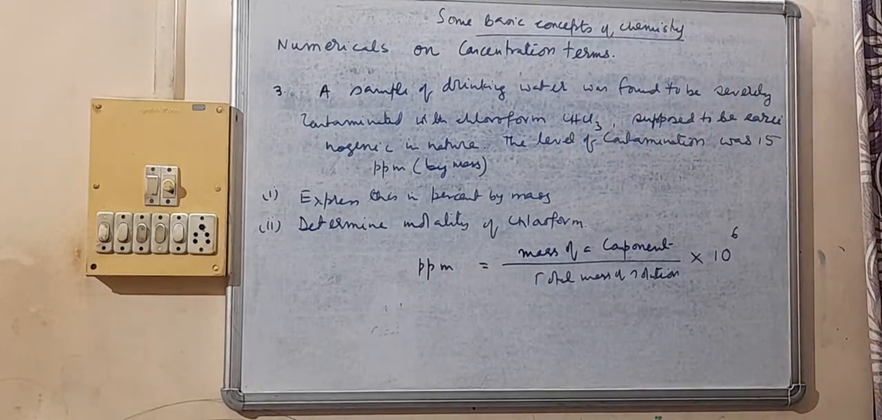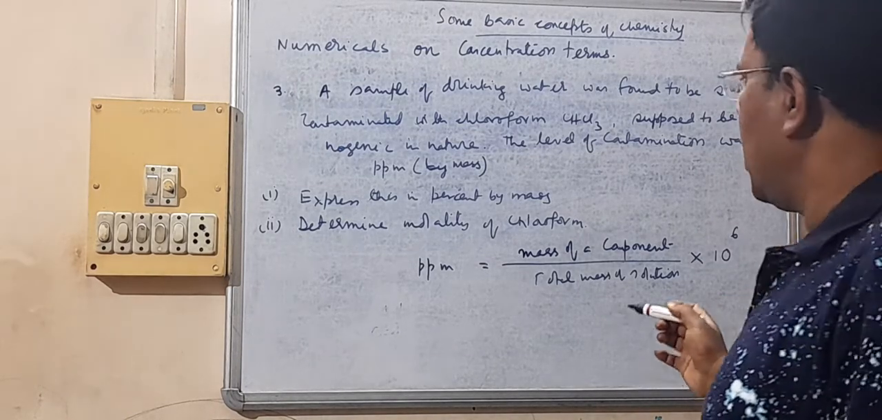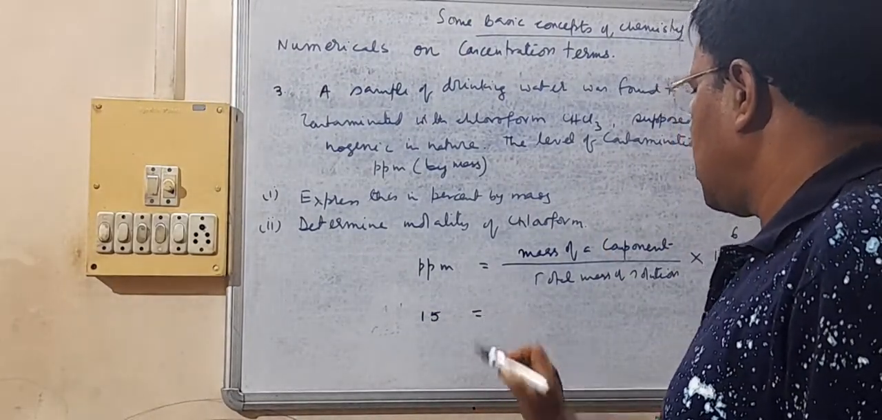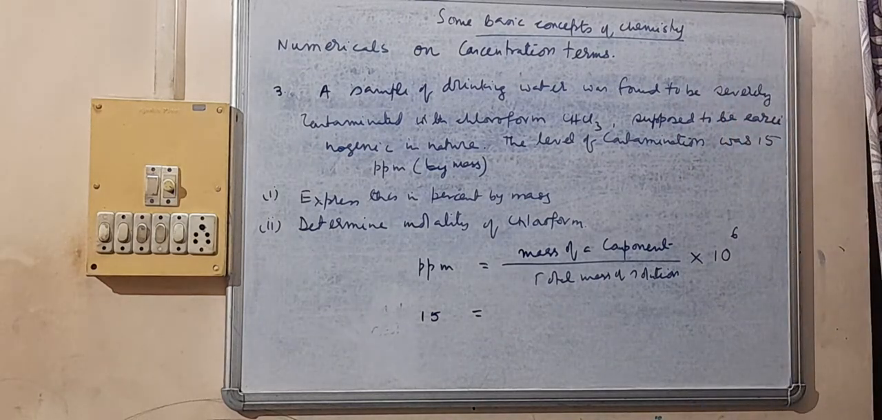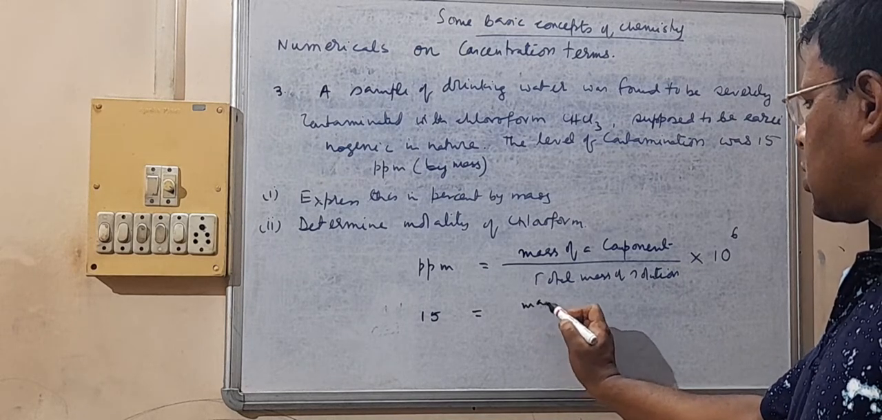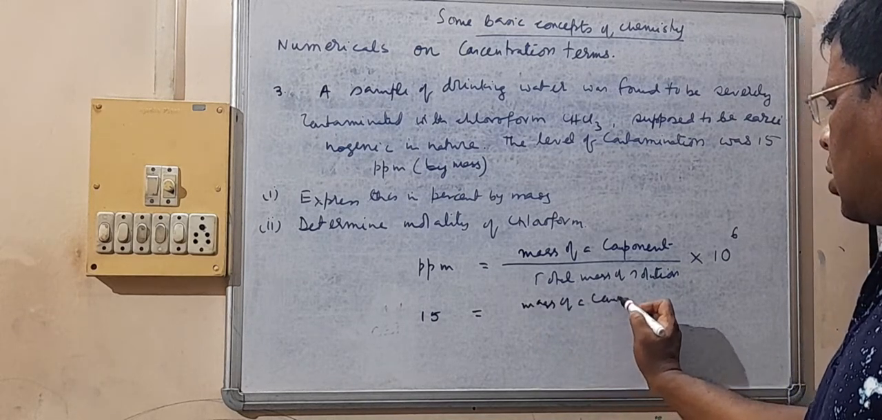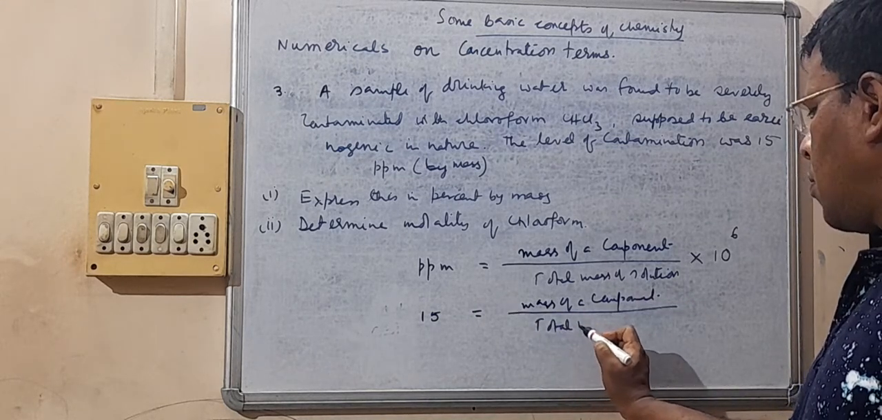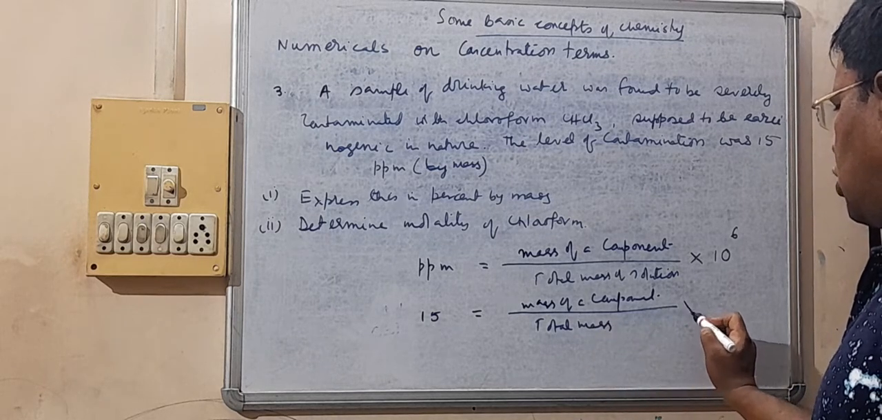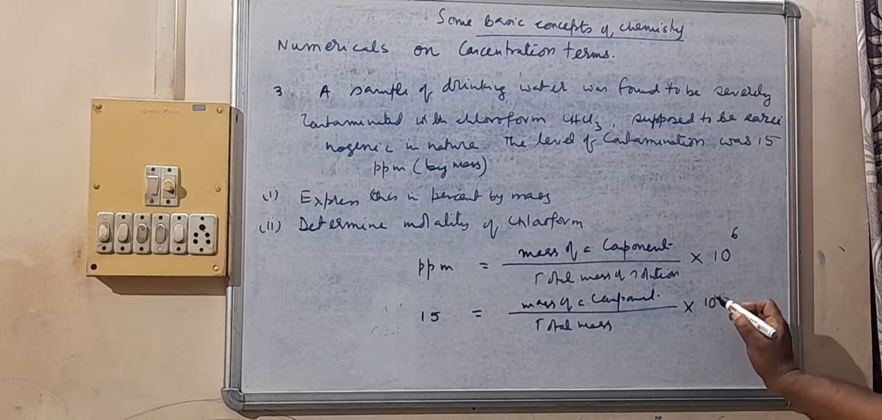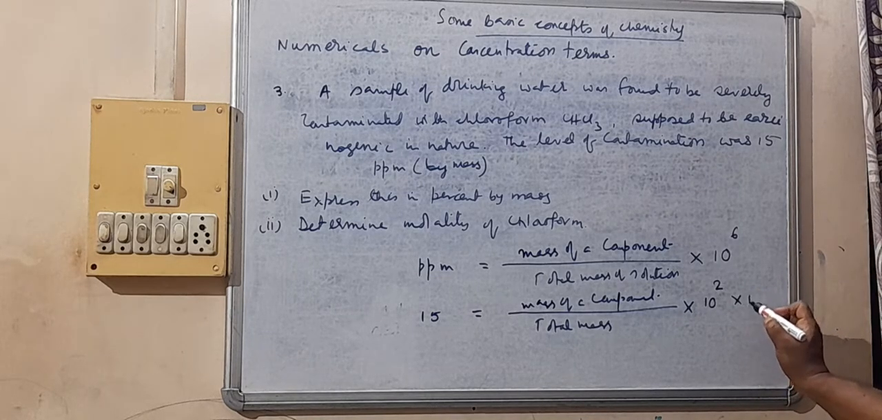This is the definition of parts per million. So what is the parts per million given? 15. So 15, we are writing it here, and now here we can write this one as mass of a component by total mass into, suppose let us split this into two factors, 10 to the power 2 and 10 to the power 4.